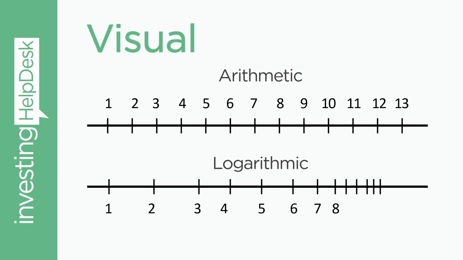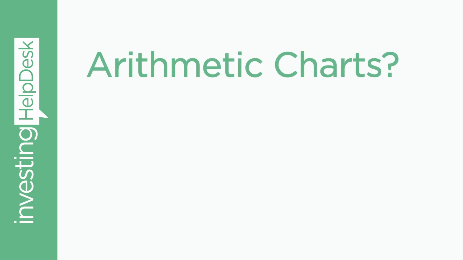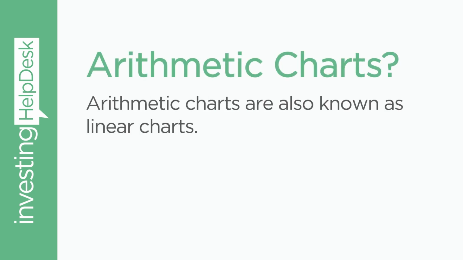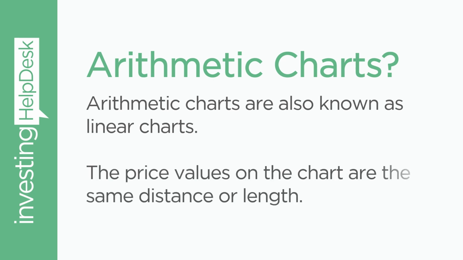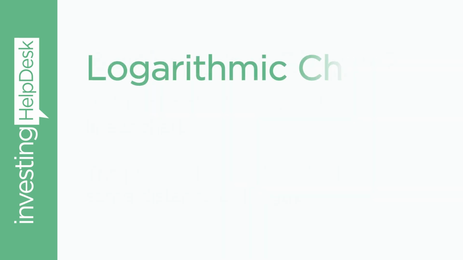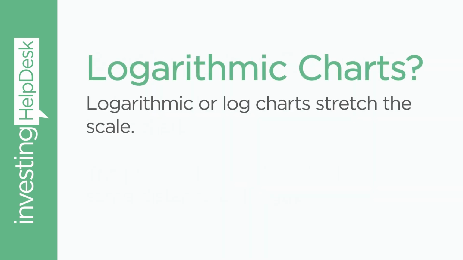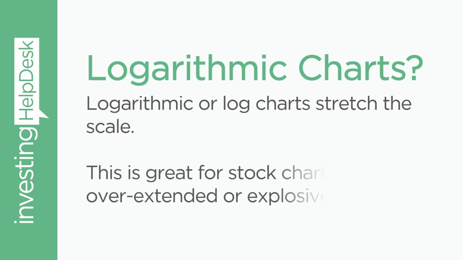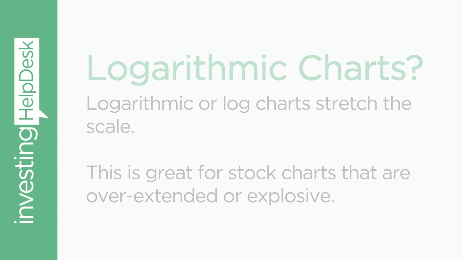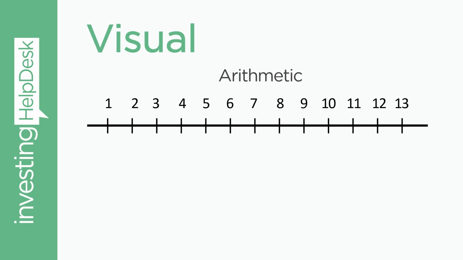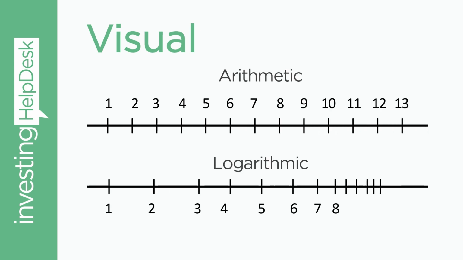So basically, what are arithmetic charts? Well, arithmetic charts are also known as linear charts, which means the price values on the chart are the same distance or lengths, just like you saw in that diagram. Whereas the logarithmic charts or log charts stretch that scale. Now, this is typically great for stock charts that are a little bit overextended or explosive. So that's typically when you would use it. So again, take a look at this visual right here with the arithmetic, and take a look at this with the logarithmic, and you see the difference here. Think of this as being your price scale.